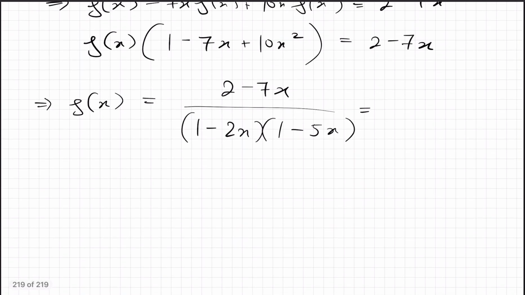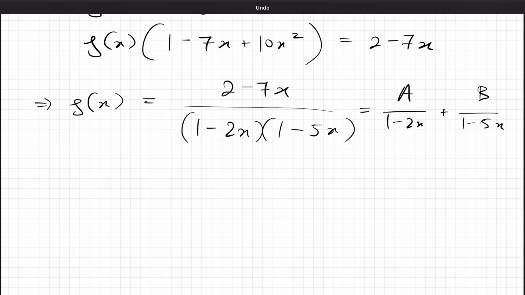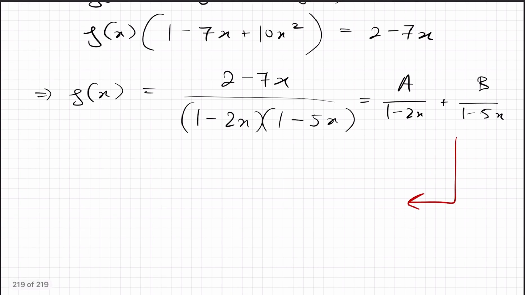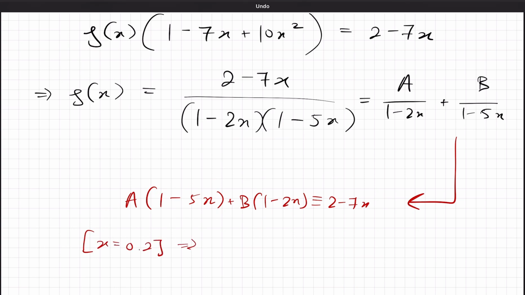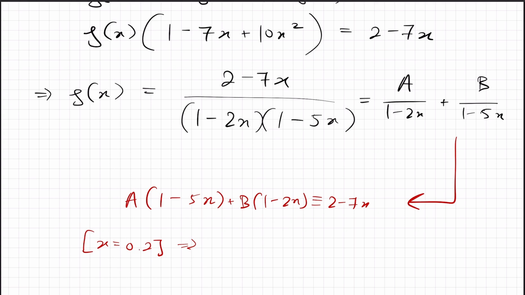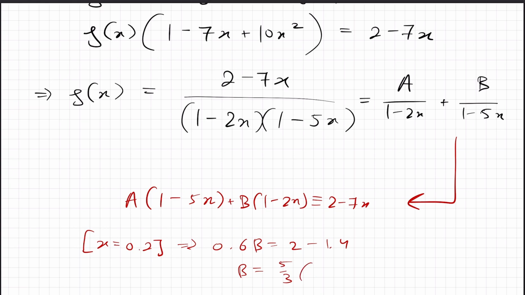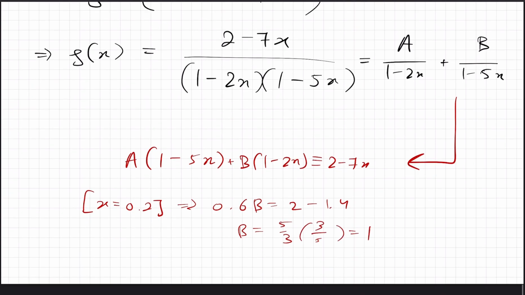Let me actually just write it out so you understand what's going on. So splitting this into partial fractions, we're going to get this. Now we can just take this over to here, and this is just going to expand as a times 1 minus 5x plus b times 1 minus 2x is identical to 2 minus 7x. We can choose different values of x. So let's say x is 0.2. That's going to completely cancel out the a term, which gives us 1 minus 1, so 0.6b is equal to 2 minus 1.4, or b is equal to 5 over 3 times 3 over 5. So therefore b is 1.